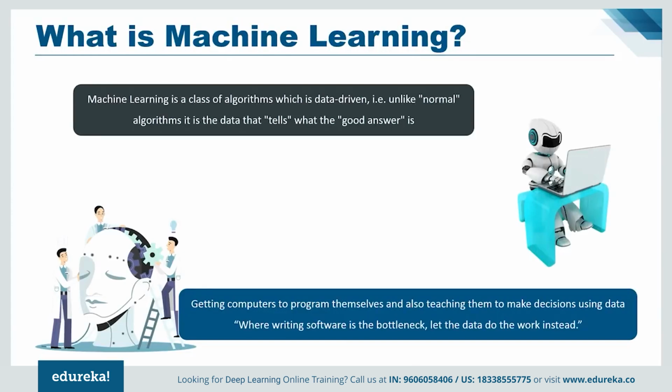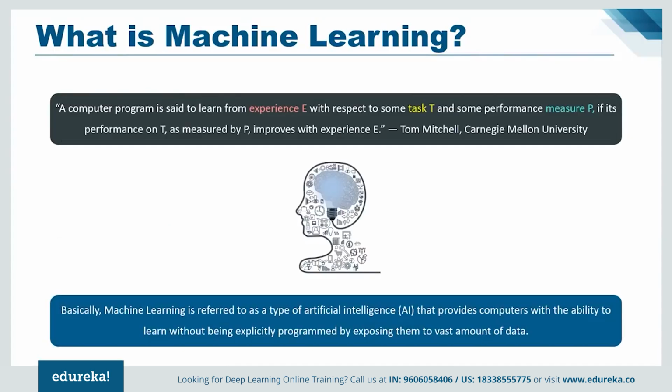Now that you are familiar with artificial intelligence, let's talk briefly about machine learning and understand what it means when we say that we are programming machines to learn. Here I have a famous quote by Tom Mitchell of Carnegie Mellon University. He says, "A computer program is said to learn from experience E with respect to some task T and some performance measure P if its performance on T, as measured by P, improves with experience E."